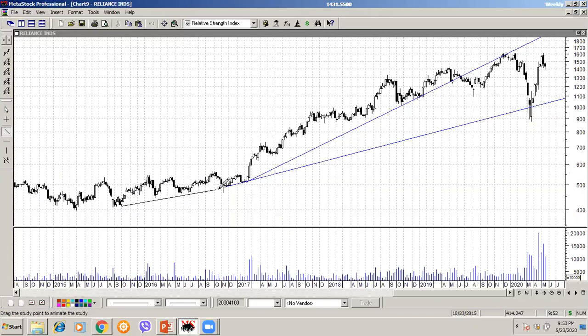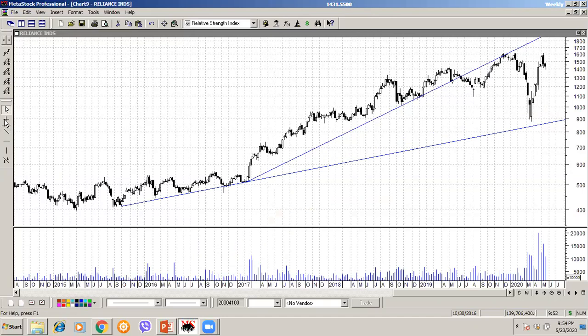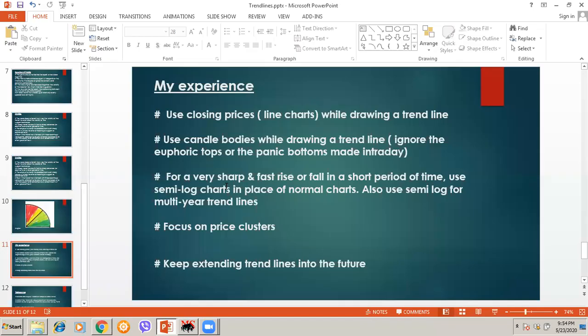See, 1, 2, 3, correct? Forget this line as of now. 1, 2, 3, 4. Very valid trend line. Just keep it extending into the future. Let's say from here, somewhere around here. So this was a support zone for Reliance, and from there Reliance bounced. So this is what I was telling. For a very sharp price fall in a short period of time, use semi-log charts. Also use semi-log for multi-year trend lines.